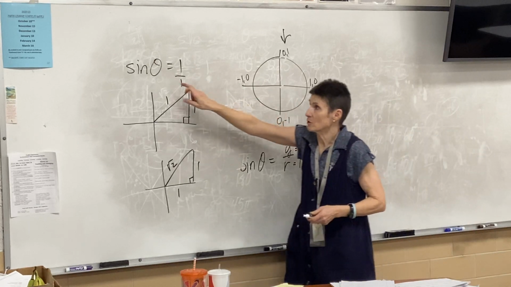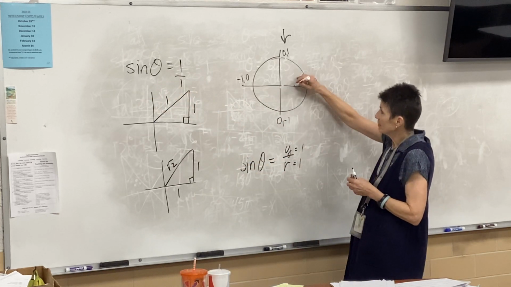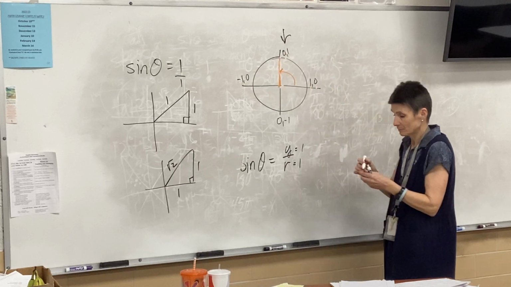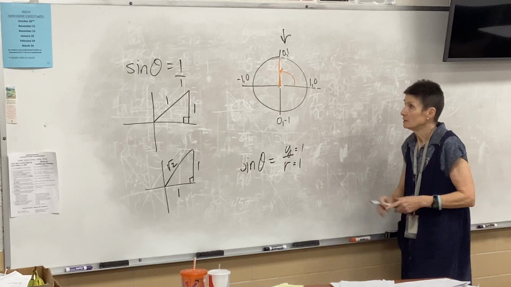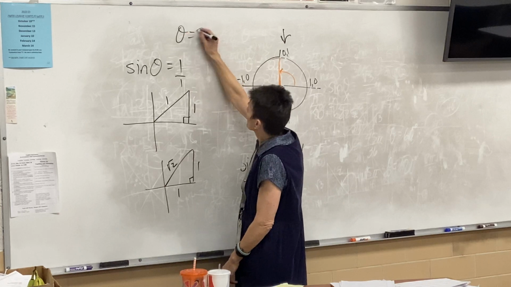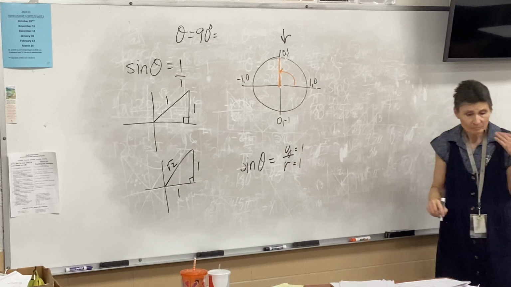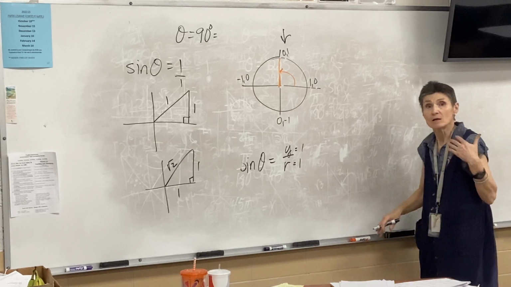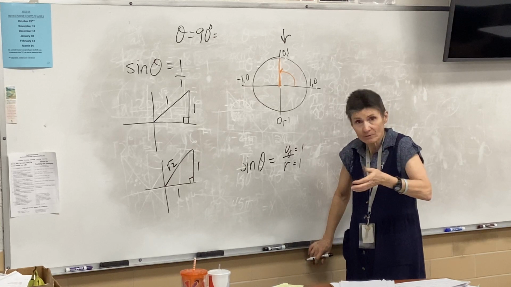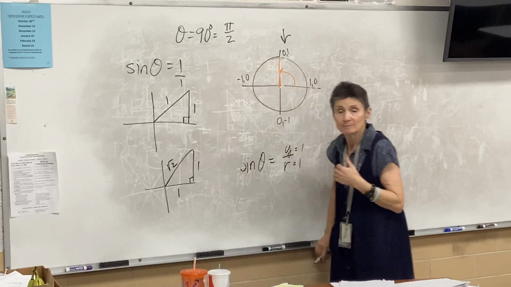So the answer, the angle that you are looking for, start here, go to your angle, which in this case is right here. How big is that angle? That angle right there, that's 90 degrees. And what is 90 degrees in terms of radians? Well, you can work it out with your proportion, or you can just remember that 90 is half of 180, so this is going to be half of pi.